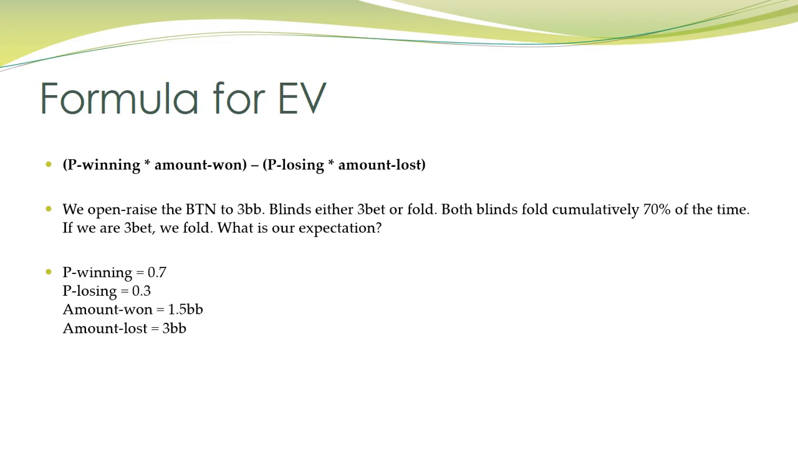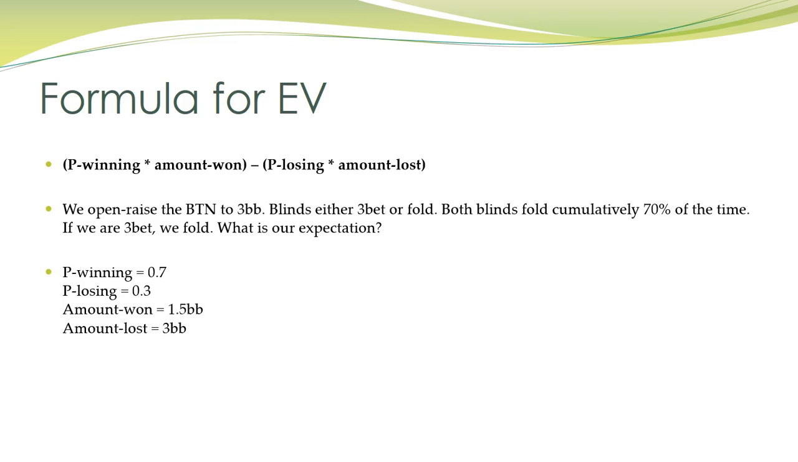So that 0.3 wasn't mentioned in the question anywhere. We've just used a simple process of deduction to figure out that if the blinds fold 70% of the time, then 30% of the time one of the 2 players is going to 3-bet and we're going to lose the pot according to the question.